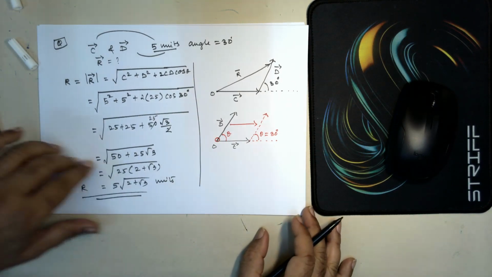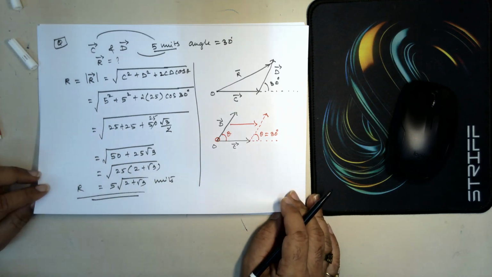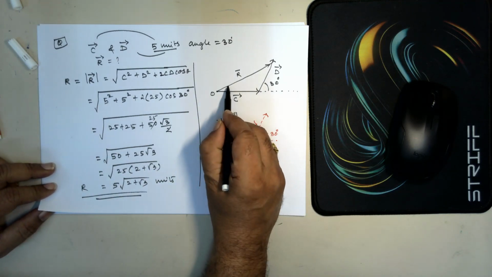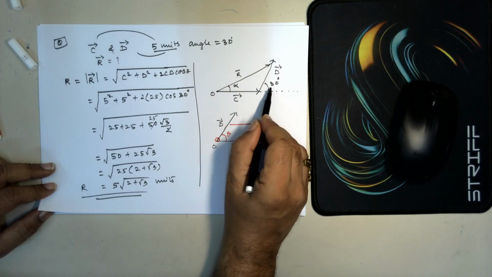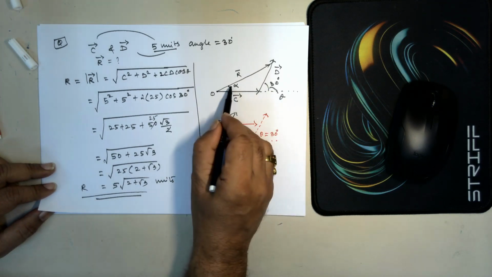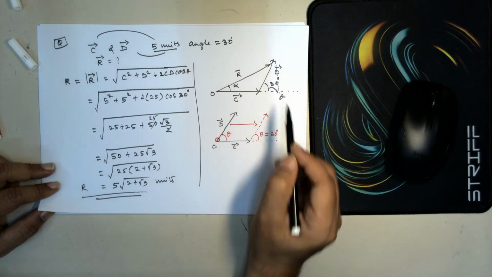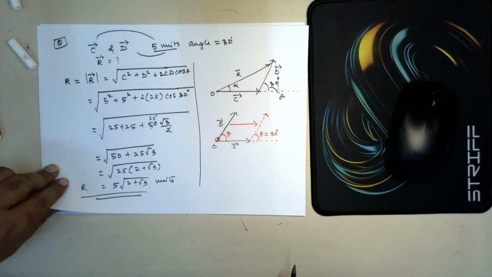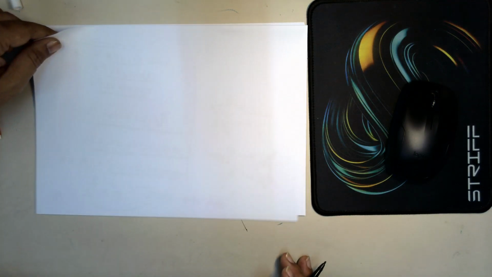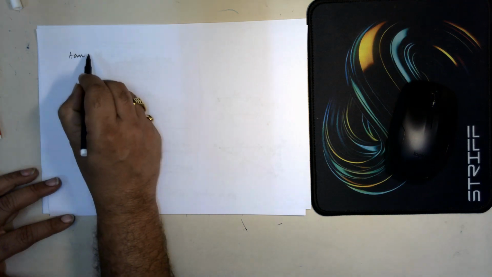But this problem does not stop with that. We have to continue with the direction. So what is this direction? Alpha, right? This is theta, this is alpha. And you have to make a straight line here so that you have the tan alpha. Okay. What is tan alpha here? Opposite by adjacent.